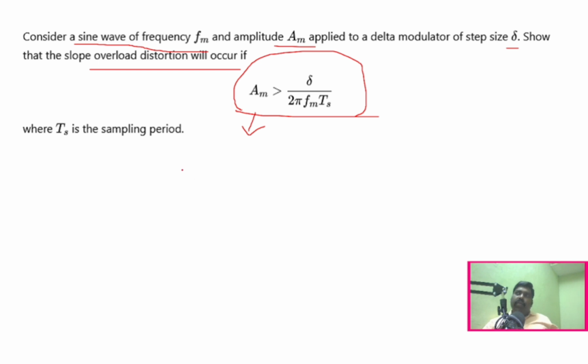So what we have to do is find the slope of the input signal. For slope overload error to happen, the slope of the input signal must be greater than the step size slope, and if we simplify that expression, we will obtain this one. They have clearly given a sine wave, so we can take it as a sine signal itself. Now we'll see how we can derive it.